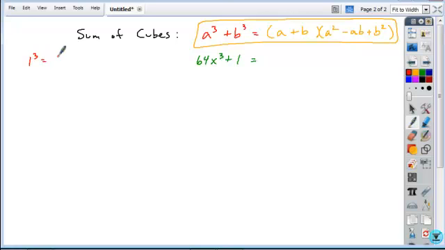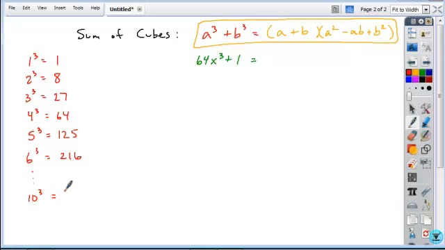So 1 cubed is what? 1. What's 2 cubed? 8. 3 cubed? 27. 4 cubed? 5 cubed? 6 cubed. And the only other one that I would expect you to know would be 10 cubed, which is 1,000. Those are the ones that I expect you to know without a calculator. You can use your notes, so if you have this list in your notes, that's helpful.